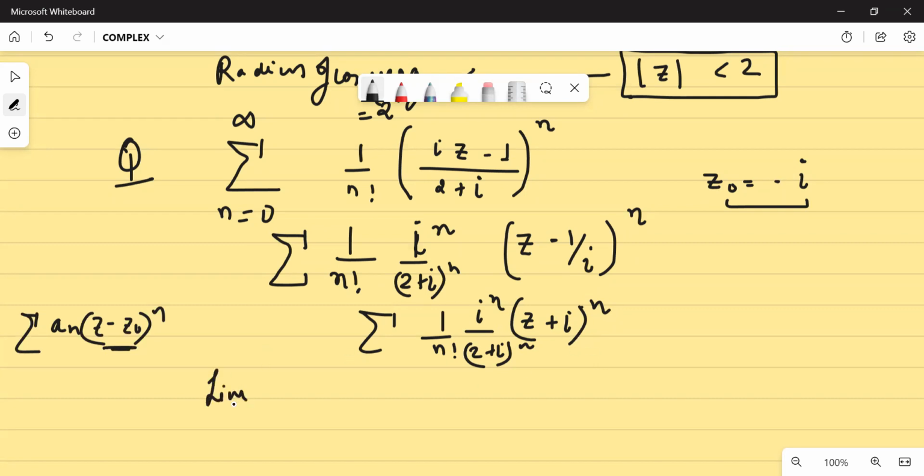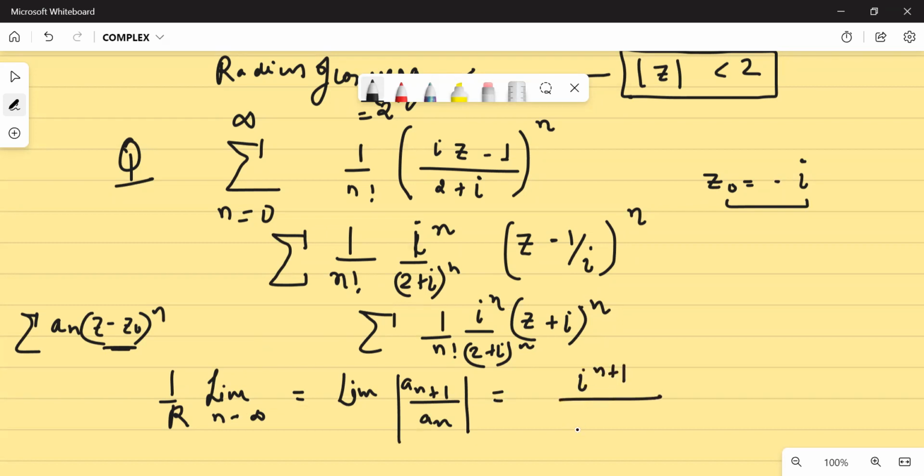How to find your radius of convergence? You just find this 1 upon r is equals to limit an plus 1 divided by an ka mod. So an plus 1 upon an ka mod, you will get n plus 1 upon 2 plus iota n plus 1, and again 2 plus iota n divided by iota to power n. Just find me this and you'll be able to find the radius of convergence. So this I'm leaving you as a homework right now. So you just find what will be the answer to this.